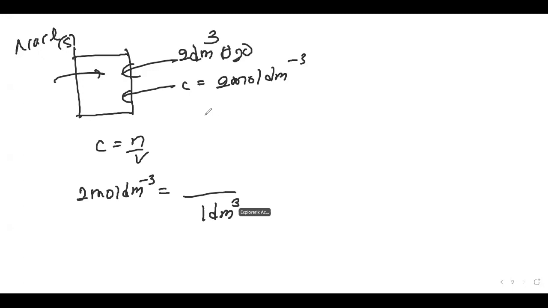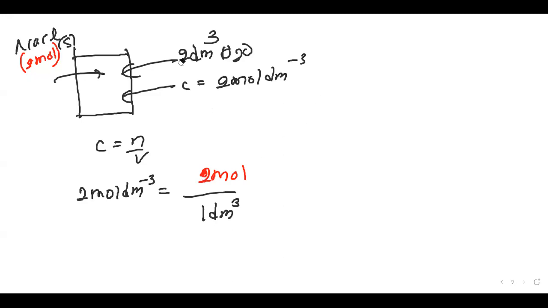So if we prepare a concentration of 2 moles per decimeter cube in 1 decimeter cube, the number of moles we need is 2 moles. Right? So what you have to do here is add 2 moles of NaCl into this water container of 1 decimeter cube.